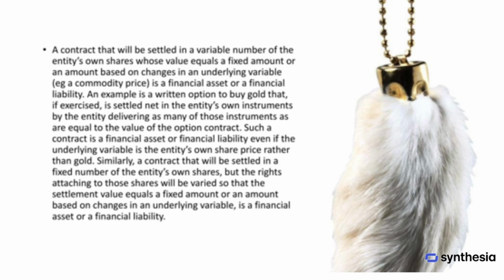A contract that will be settled in a variable number of the entity's own shares, where the total value equals a fixed amount or an amount based on changes in an underlying variable such as a commodity price, is treated as a financial asset or a financial liability. For example, a written option to buy gold, if exercised, may be settled net in the entity's own instruments, with the entity delivering as many of those instruments as equal the value of the option contract. This type of contract is considered a financial asset or financial liability, even if the underlying variable is the entity's own share price instead of gold.